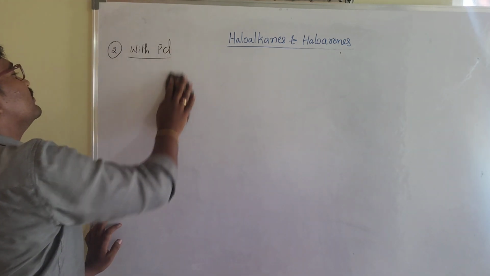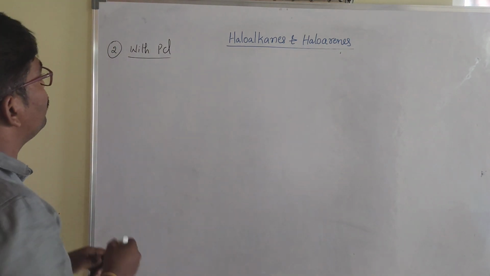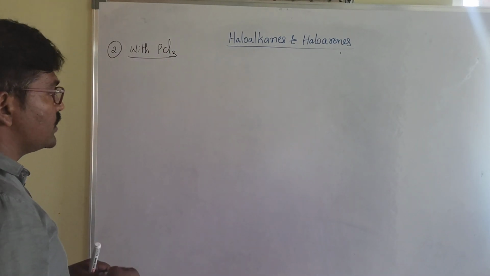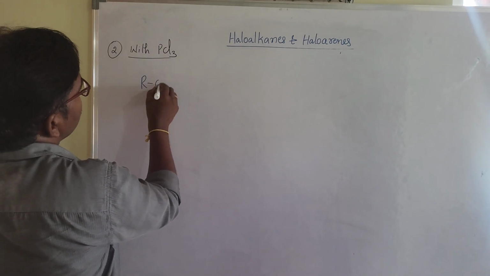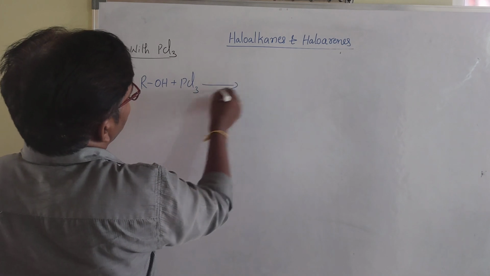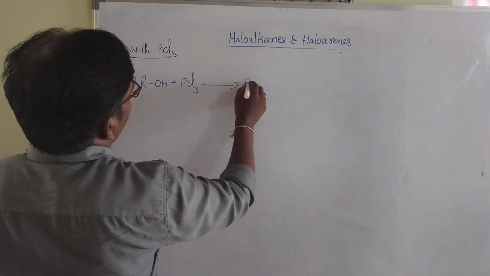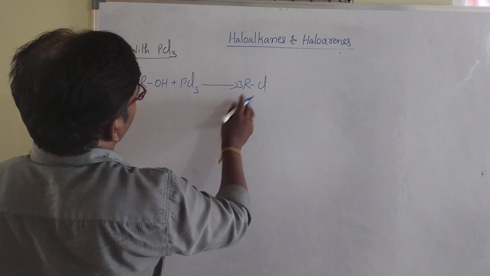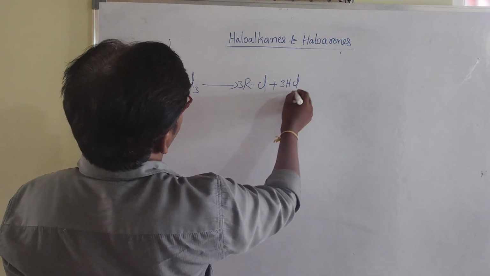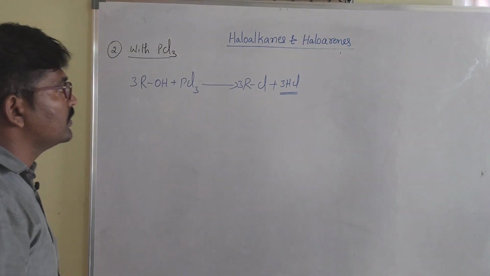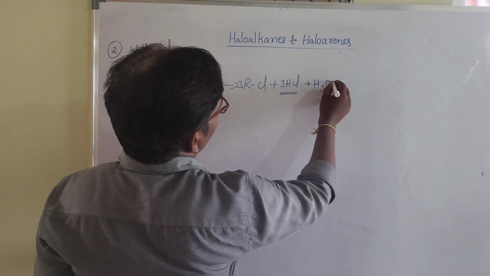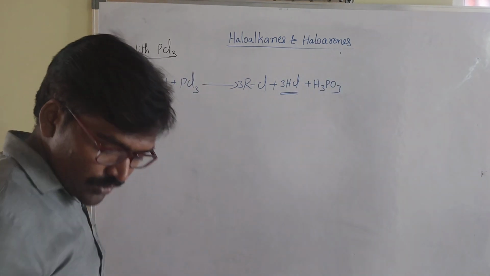With PCl3. So in case of PCl3, how is the reaction going to take place? Alcohol reacts with PCl3. Remember, 3 moles of alcohol give R-Cl, 3 moles of alkyl halides, and one more product will be formed, that is H3PO3, not HCl, H3PO3 will be formed, sorry.